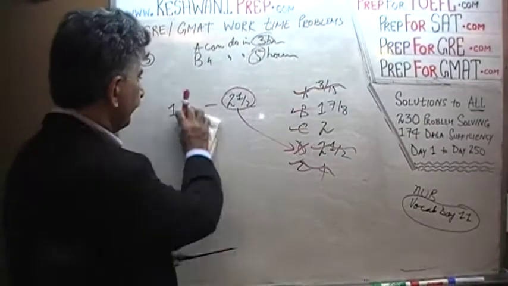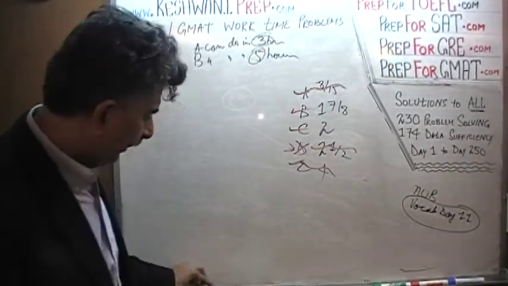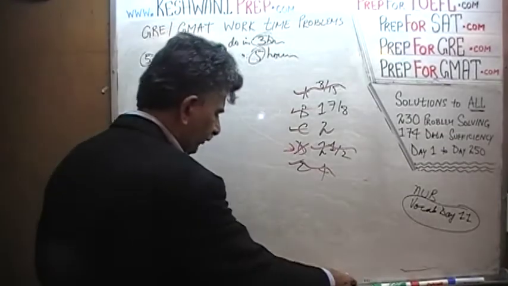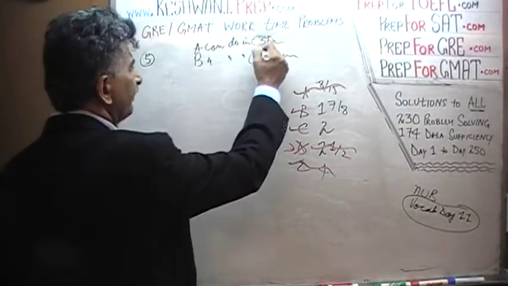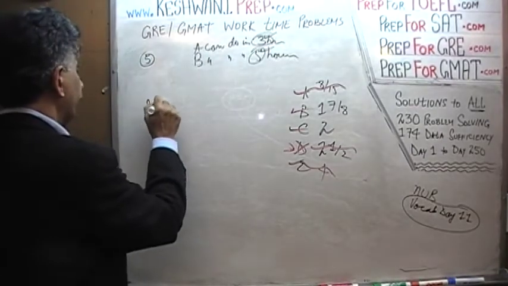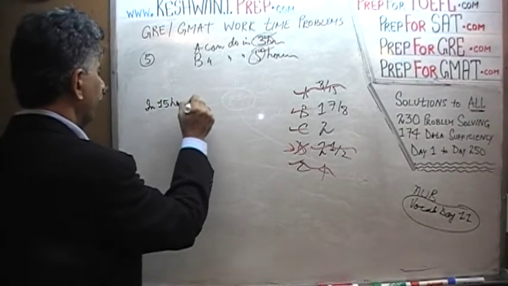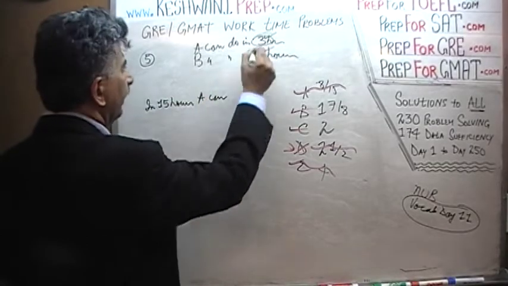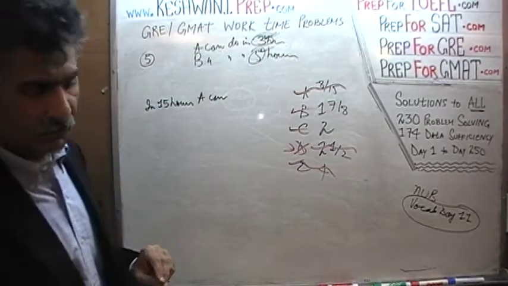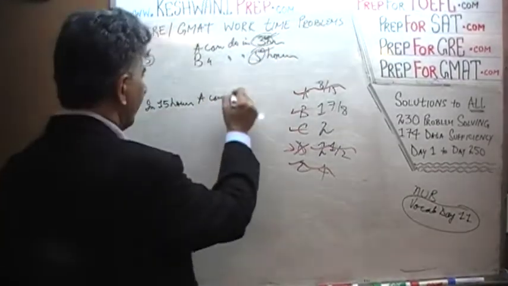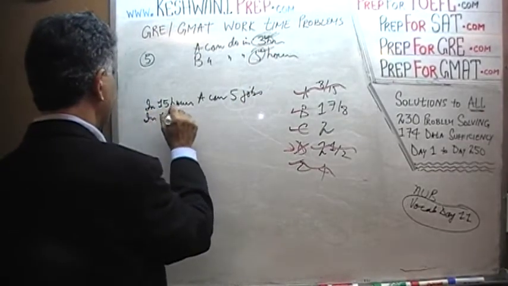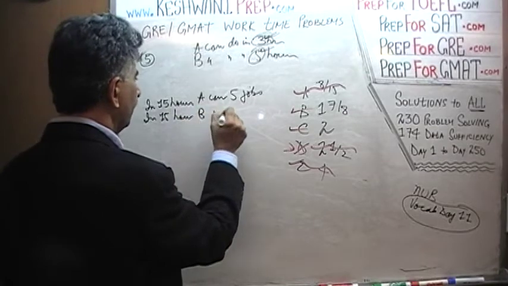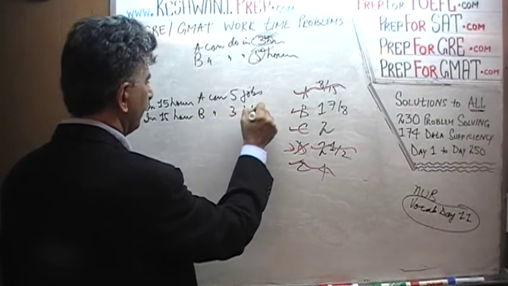Let's do it together. And of course, doing it together, by now, you also know it's not that complicated. It's a very simple scenario. We're going to pretend that they work 15 hours. In 15 hours, A can do, if A takes 3 hours to do the job, in 15 hours he can do 5 jobs. In 15 hours, B can do 3 jobs.